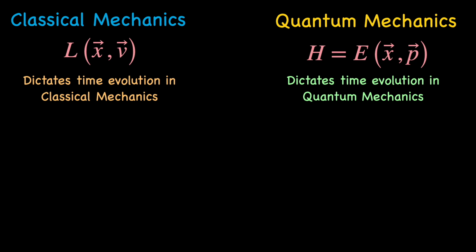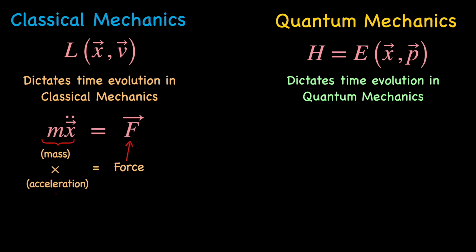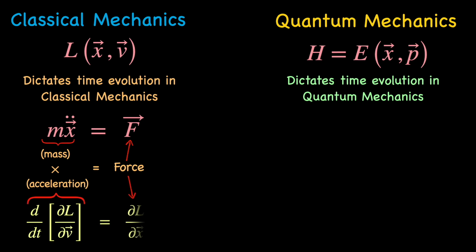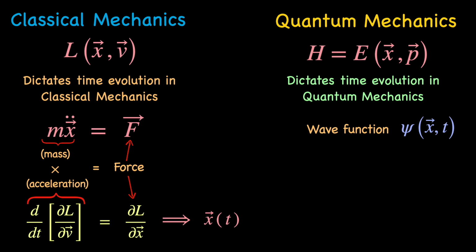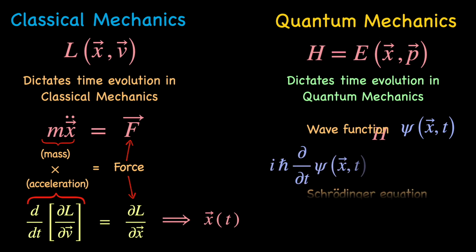Like in classical mechanics, where the time evolution of the system is decided by the force equation or the Lagrange's equation, which we solve to find the particle's position vector as a function of time, in quantum mechanics, there is this concept of a wave function psi, which describes the quantum state of a system and its time evolution is decided by the Hamiltonian of the system through the Schrodinger equation, which is written as i h cross times the partial time derivative of psi, that is del psi del t, equals Hamiltonian operating on psi.